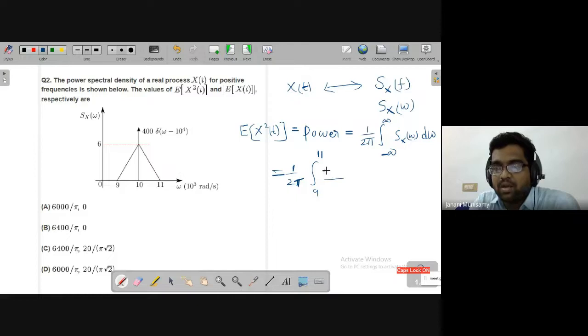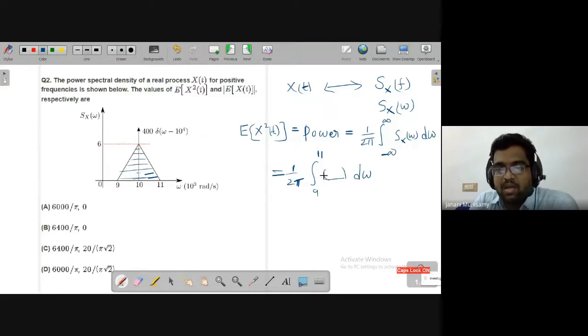Again, here it consists of a triangular pulse as well as the impulse. For the triangular function, easily I can calculate the area. Either I can apply integration or otherwise using the area property, I can easily calculate the area, because integration means area. But for impulse, directly I cannot write.